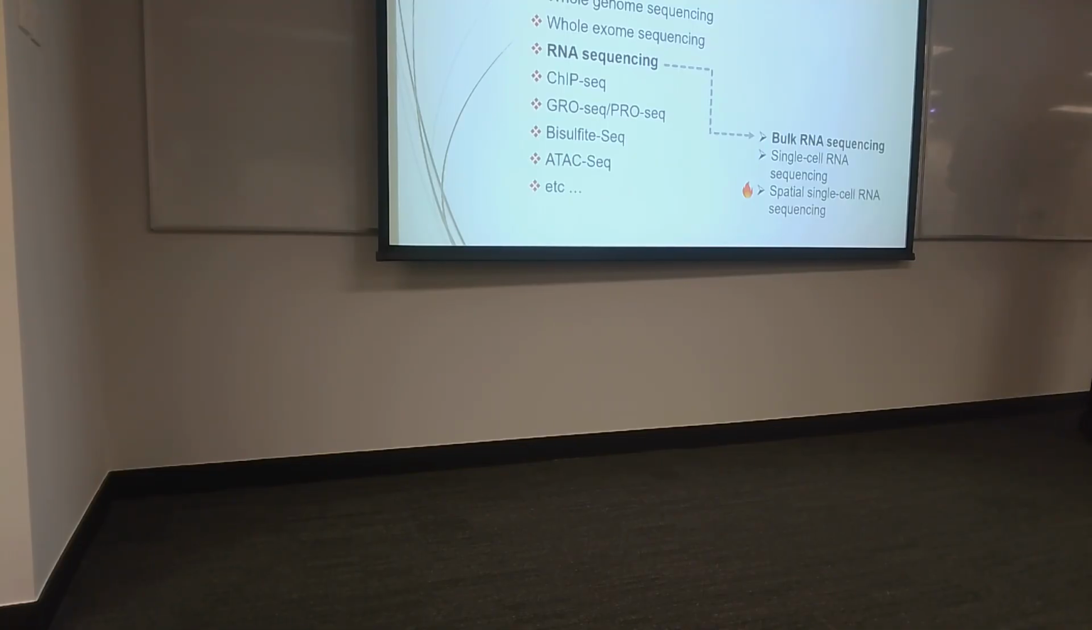At the RNA level, you could do RNA sequencing, GRO-seq, PRO-seq. GRO-seq is actually trying to sequence very fresh RNA, just synthesized from the DNA. Bisulfite sequencing can also help you to sequence the DNA methylation. ATAC-seq can help you to sequence the open regions of the genome.